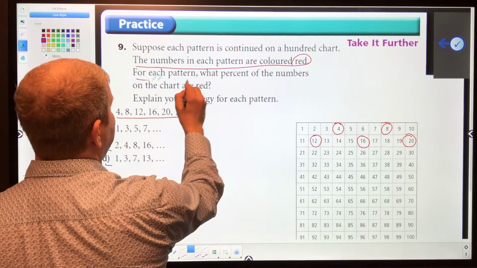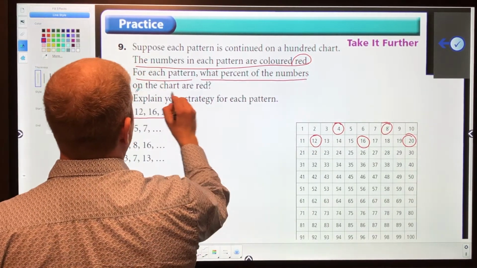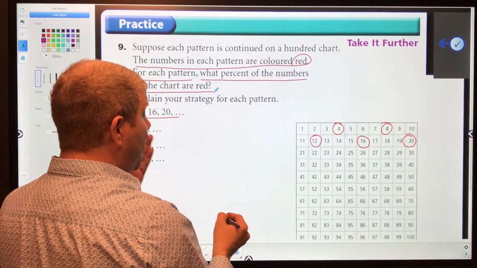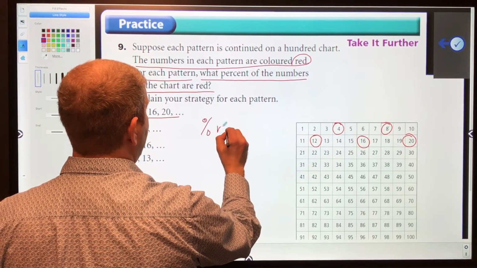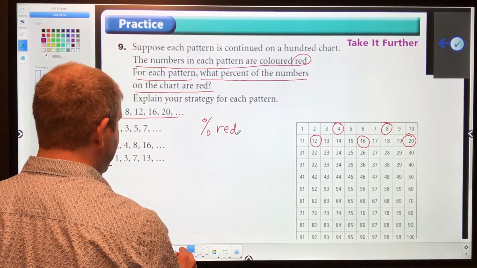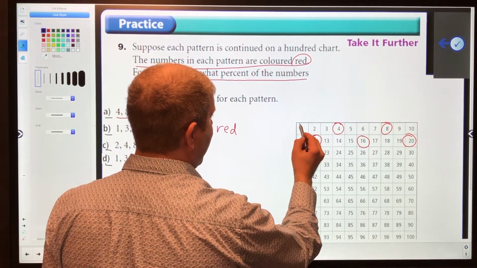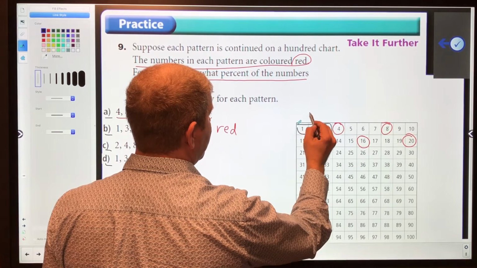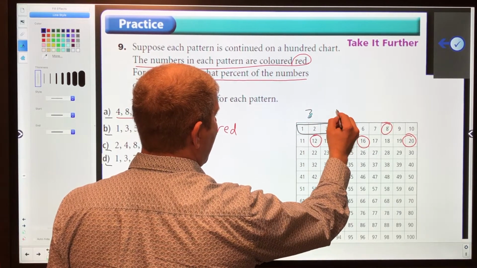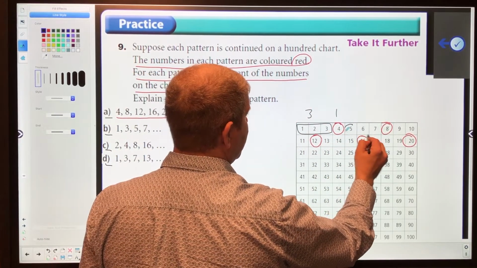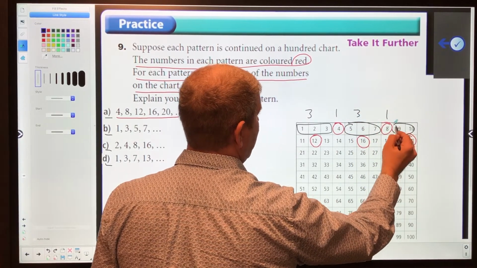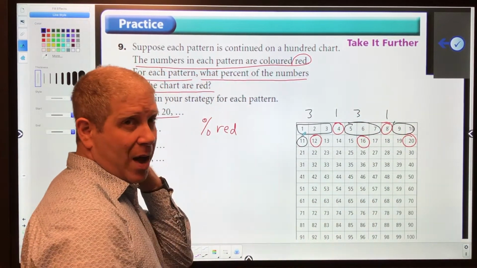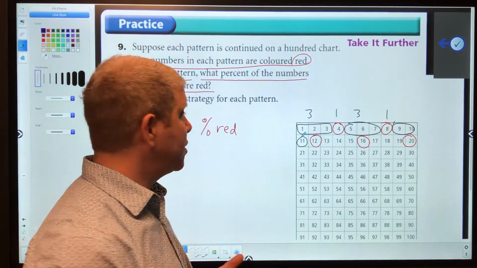Now they're asking me for each pattern, what percent of the numbers on the chart are red? So we wanna know as a percentage, what percent of the numbers are red? Well, do we have any patterns here? I see a pattern. I go 3 numbers, and then I have my red. And then I skip 3 more numbers, and I have another red. And then I skip 1, 2, 3 numbers, and I have another red. So every 4th number is going to be red.